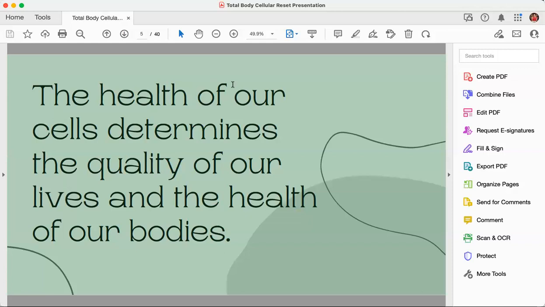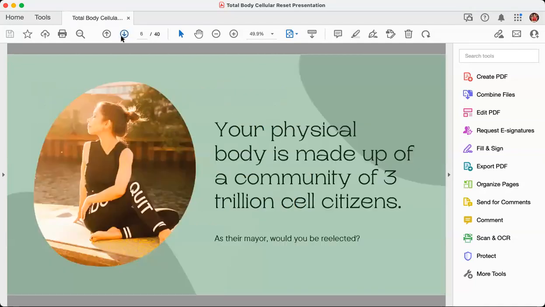Okay, so the health of our cells determines the quality of our lives and the health of our bodies. And our physical body is made up of a community of 3 trillion cell citizens. As their mayor, would you be reelected? And this is just something to think about as we're moving through the lesson.